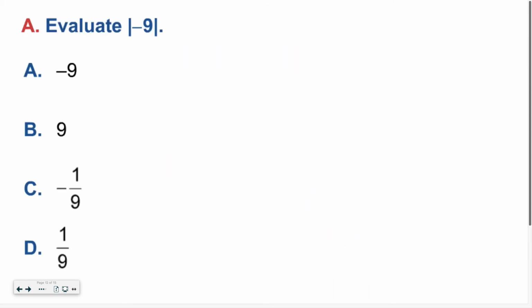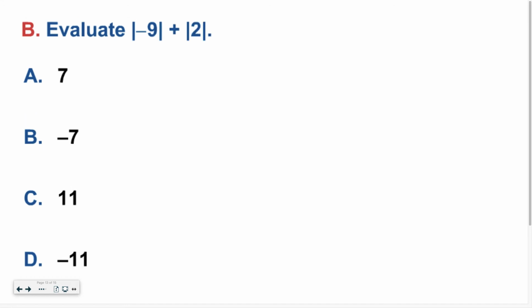All right, why don't you guys go ahead and evaluate the absolute value of negative 9. Hopefully you wound up at a positive 9. Because remember, absolute value is always the positive version of the number in the absolute value symbols. All right, why don't you evaluate the absolute value of negative 9 plus the absolute value of 2. Hopefully you wound up at a positive 11 because you said the absolute value of negative 9 is 9 and the absolute value of 2 is 2. 9 plus 2 gives us 11.